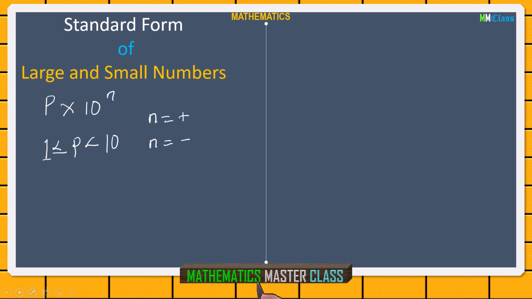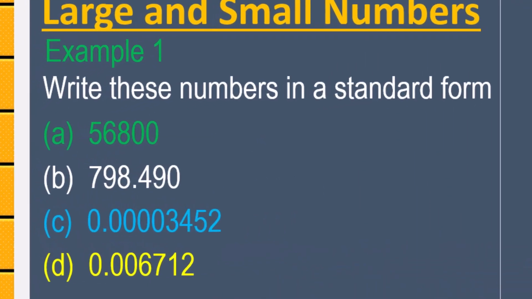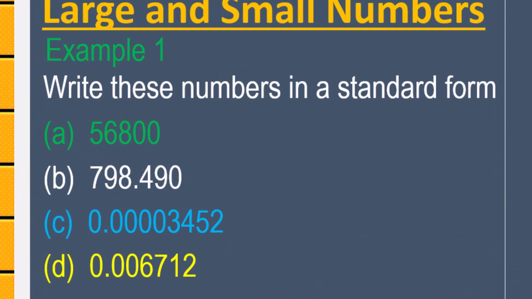Let's look at some examples. Example 1. Write these numbers in standard form. A: 56800. B: 798.490, take note of the point. C: 0.00003452. D: 0.006712. Let's start with A.